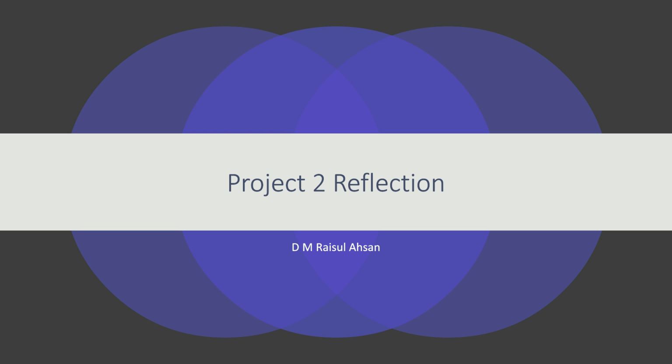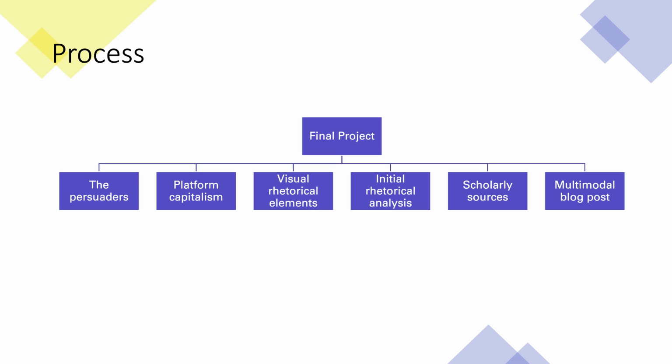from the process. The process started by watching a documentary on the advertisement industry called The Persuaders. That documentary explains in detail how the advertisement industry has evolved over time and how extensive research behind the psychology of persuasion has changed advertisements over time, making them less product-centered but more consumer-centered. Next, we read a paper on platform capitalism that addresses the explosion of data-driven advertisement on the internet. After that, I learned about the visual rhetorical elements and their effects on the audience.